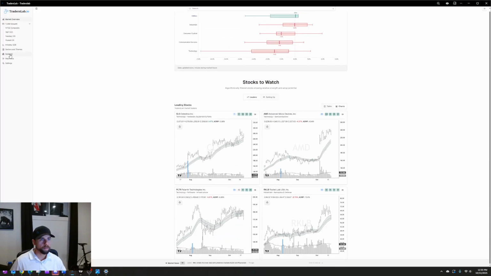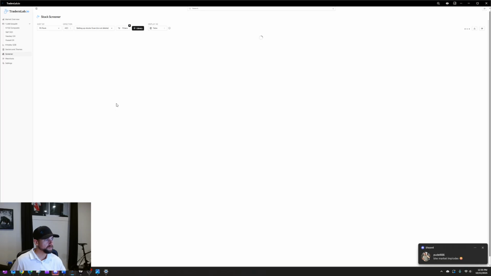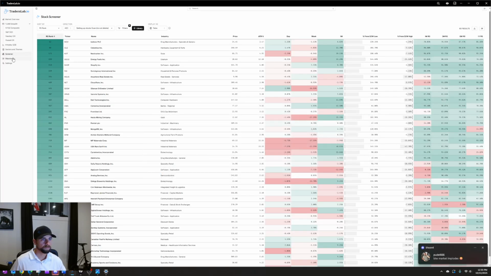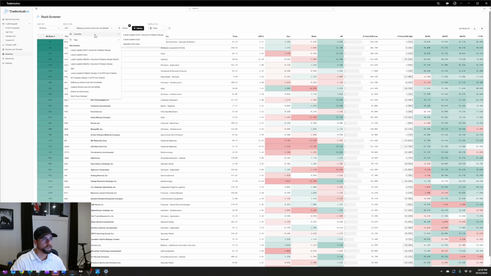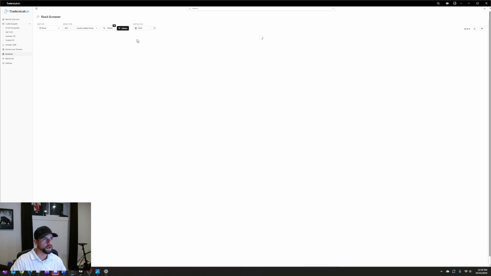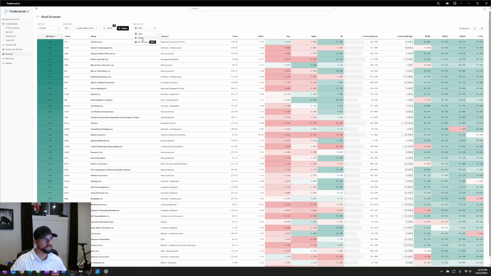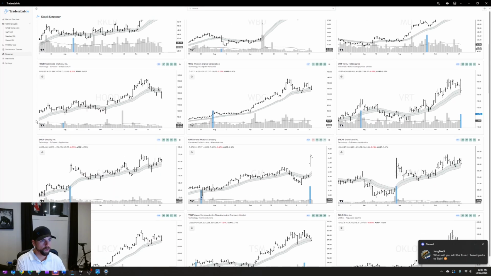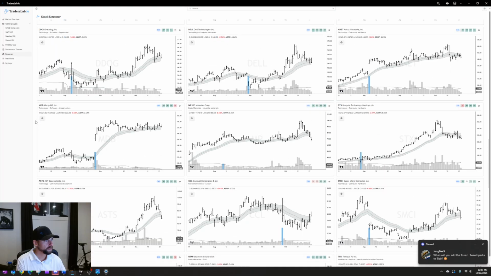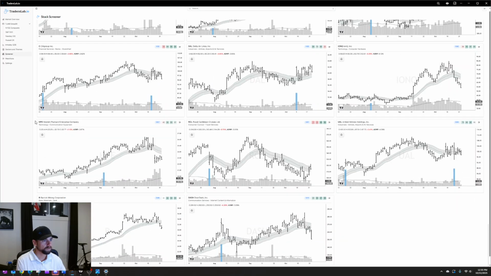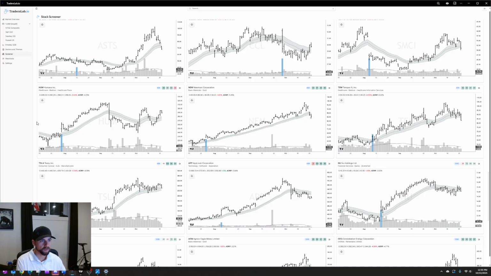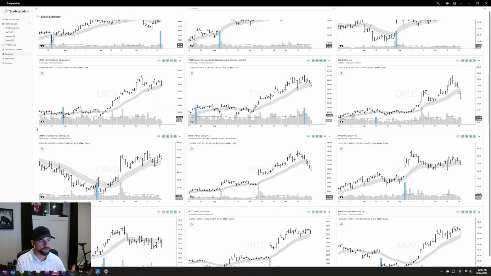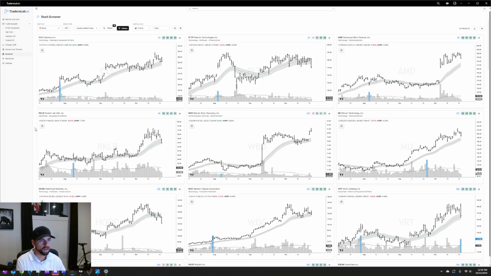Yeah, and just remember, if you want to see all the names, you can go into the liquid leader scan and you have the same mini chart view, so you can scroll the market pretty quickly. And you can do that with every screen that you build, obviously.